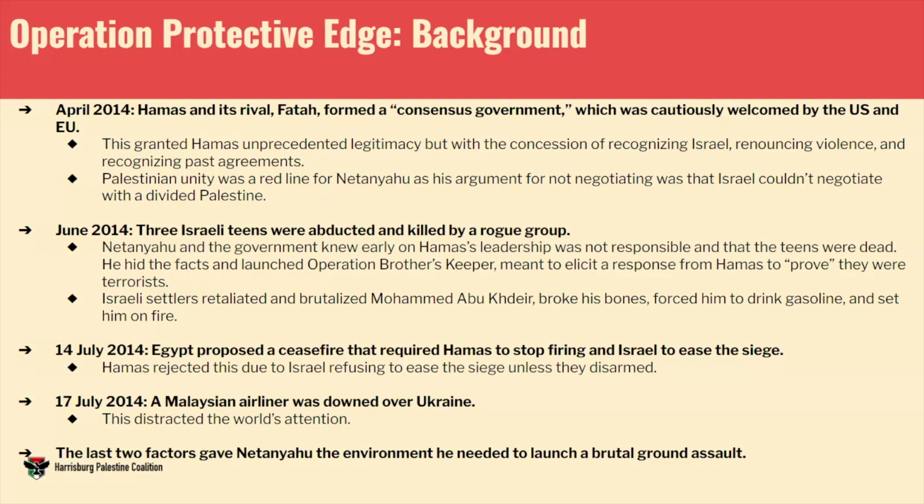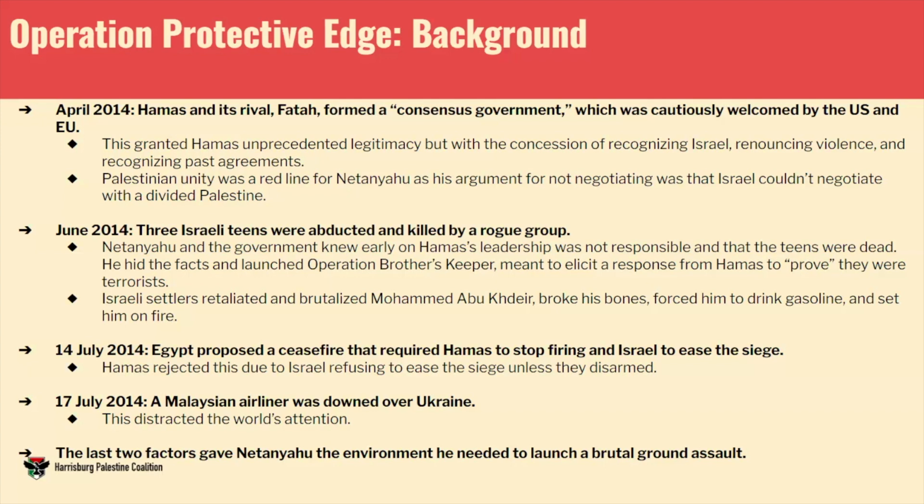In June, 3 Israeli teens were abducted and killed by a rogue group. Netanyahu and the government knew pretty quickly that Hamas's leadership had nothing to do with the teens' death, but they hid this because they wanted an excuse to launch another operation. So we hid the facts and launched Operation Brother's Keeper.